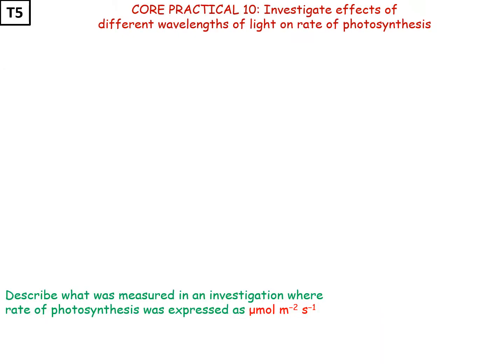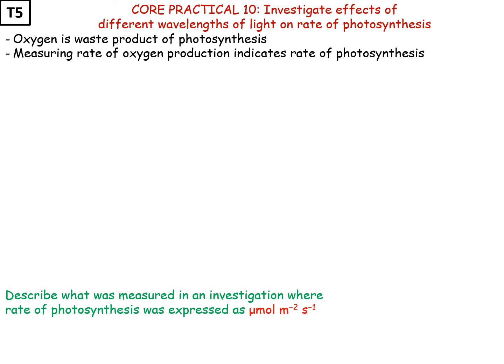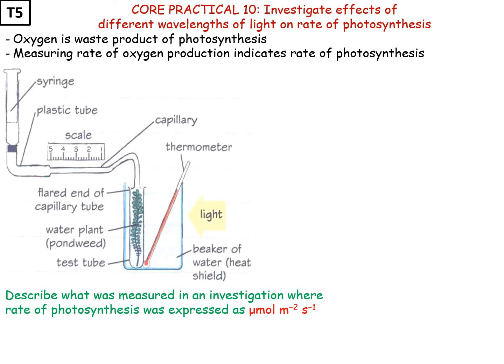Core Practical 10. Investigate effects of different wavelengths of light on rate of photosynthesis. Oxygen is a waste product of photosynthesis, so one way to investigate the effect of different wavelengths of light on the rate of photosynthesis is to compare the amount or rate of oxygen produced per minute. So you can measure the rate of oxygen production, and that could be used as an indicator of the rate of photosynthesis.